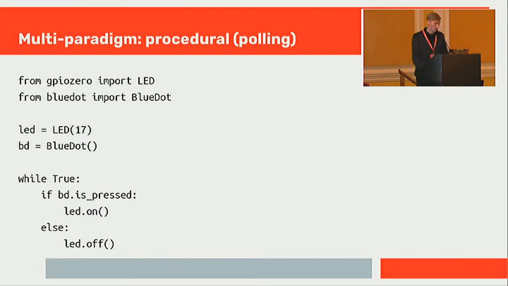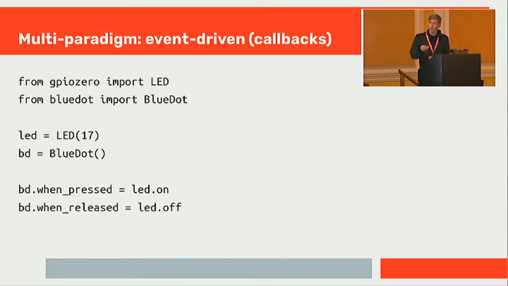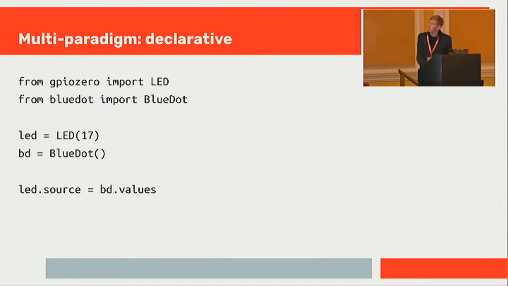So, a simple example again, and these are all exactly the same examples as the ones I started with: an LED and a button. You have an LED and you have your blue dot. You have is the blue dot pressed, which is the same as is the button pressed. So you can use the same ideas there: procedural polling, procedural blocking, so wait for the blue dot to be pressed. You have when pressed, so when the button is pressed, trigger this action, and then of course source and values, iterating over whether the blue dot is pressed.